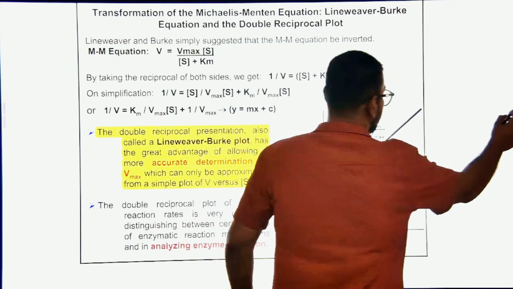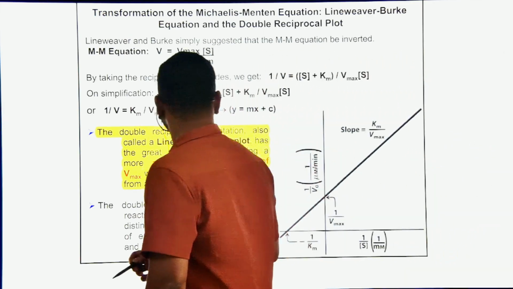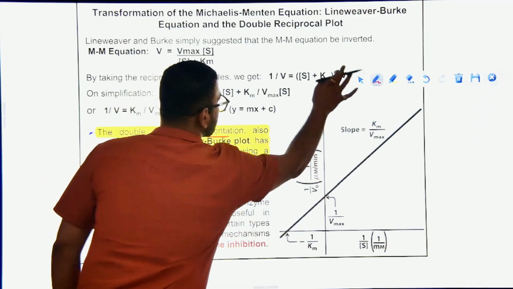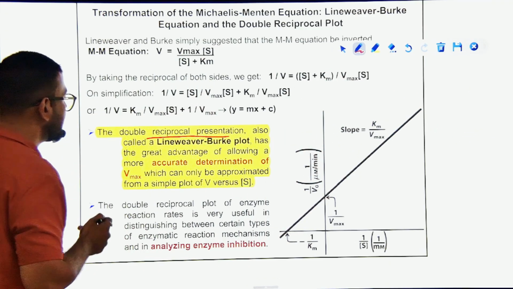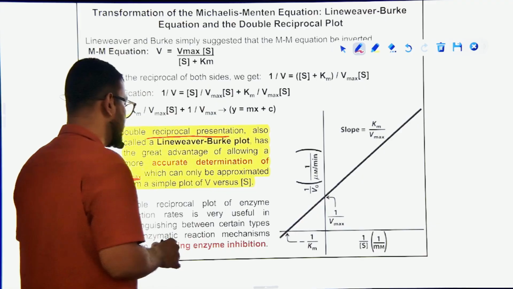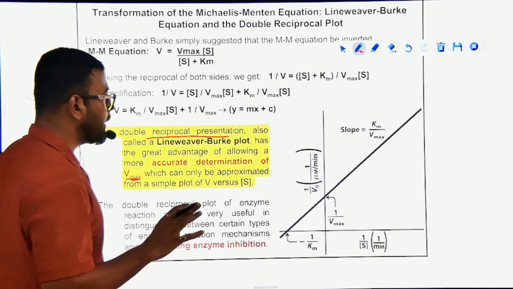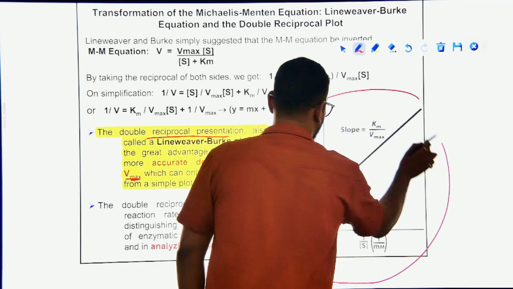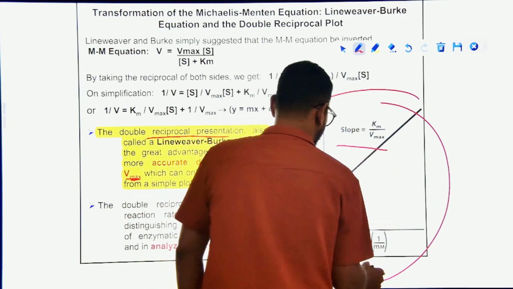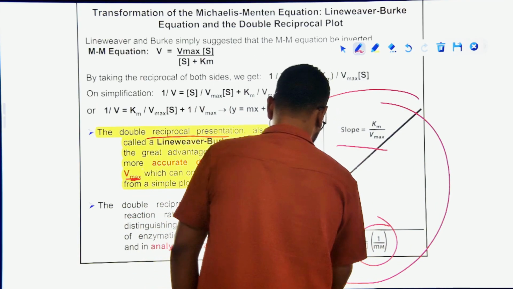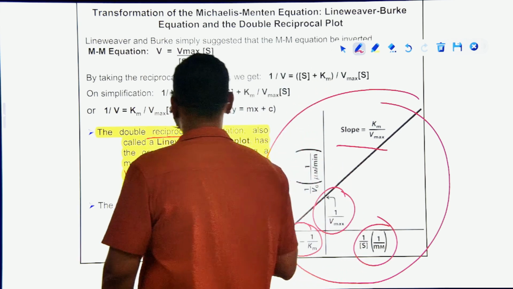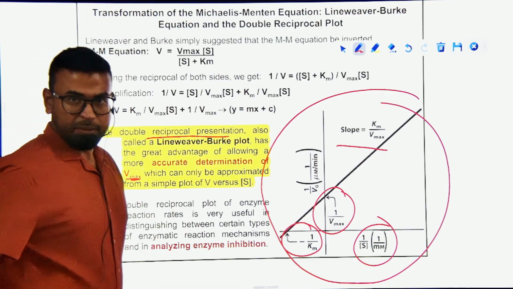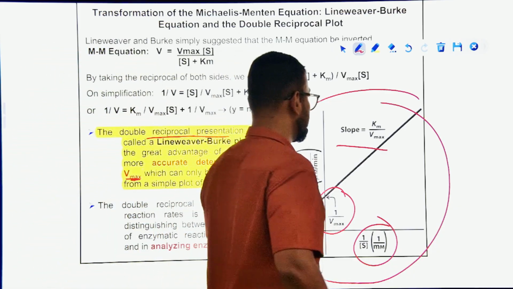So the double reciprocal plot presentation, also called the Lineweaver-Burk plot, has a great advantage: accurate determination of Vmax, which can also be approximated. No need to go to the details of it. Just focus on the graph, one. Secondly, the slopes and the intercepts. These are the intercepts. Just focus on them and you will get the mathematical problems out of it. As simple as that. That will be sufficient.